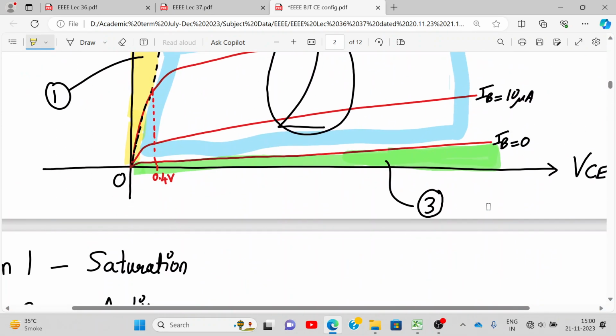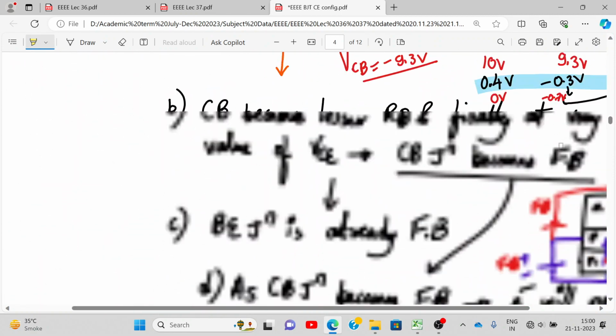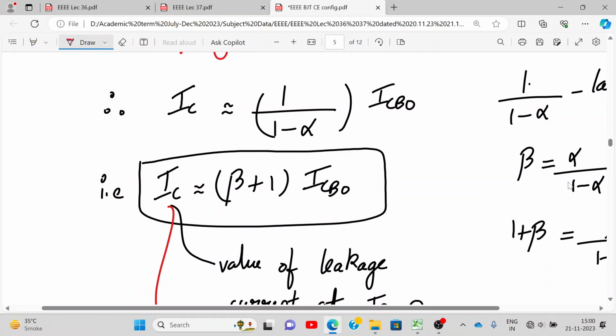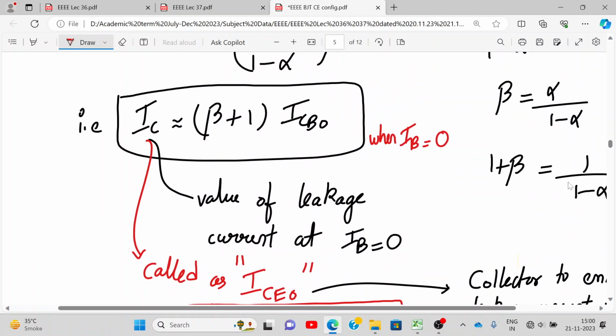That is why at IB equal to 0 also IC is not equal to 0. What is IC given by? 1 plus beta times ICBO. Okay, so please write down this expression. ये इधर साइड में लिखना, when IB is equal to 0. Write down this expression. And ICBO and ICEO are the leakage currents. Leakage current क्यों आता है? Because reverse bias होता है ना base and collector region. That's why we have a leakage current. I know it's a little bit heavy, but this is the way I have explained it.